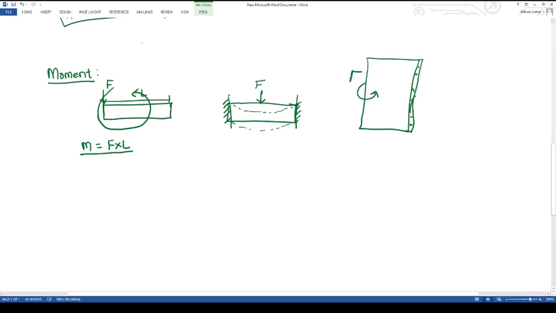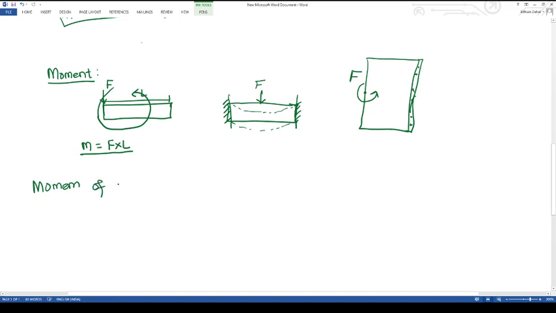Now this force is causing a rotation to this door. So what I can say, my axis will be here. Through this axis I'm applying a force, and the force that I'm applying is causing a rotational moment to this door, and the door is rotating and it is opening. We can say that.